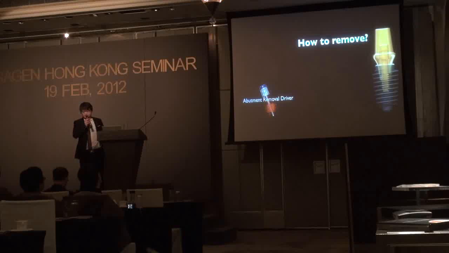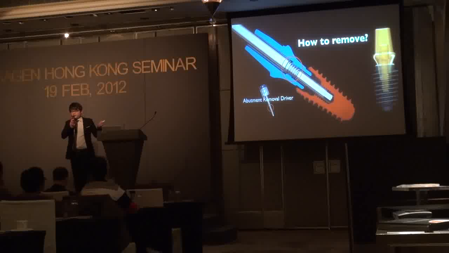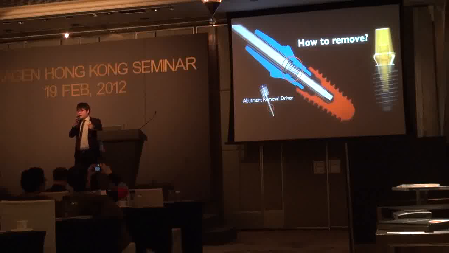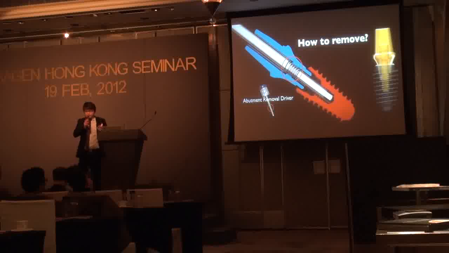So the secret to removing our abutment from the fixture is the internal female screw in the abutment. You can rotate it in the clockwise direction with the abutment remover driver. You can easily take it out.